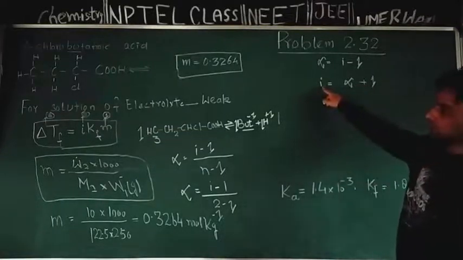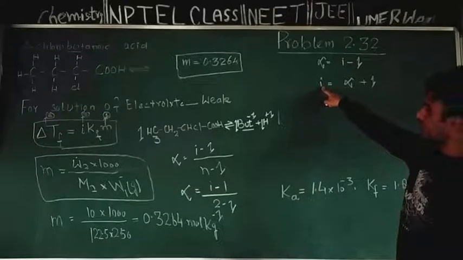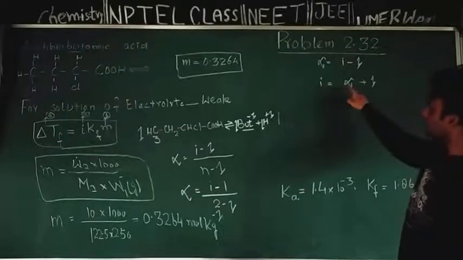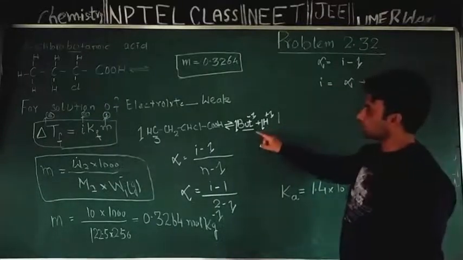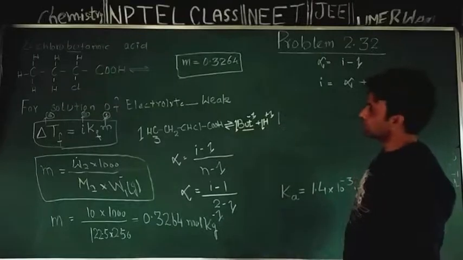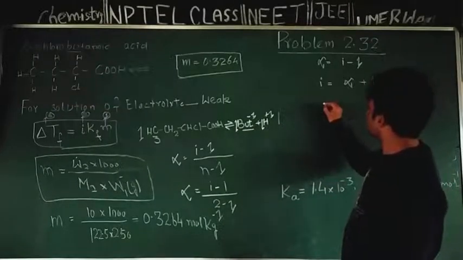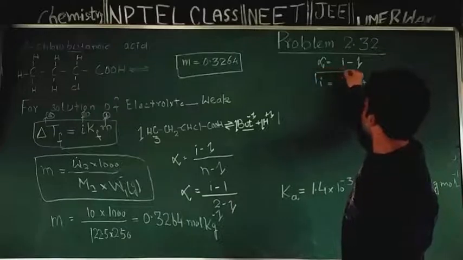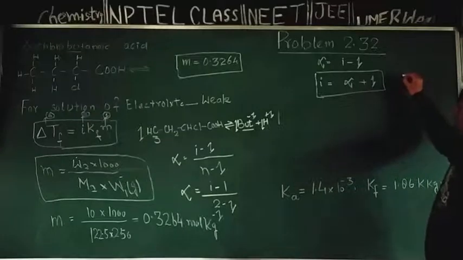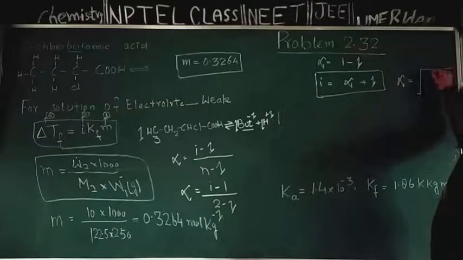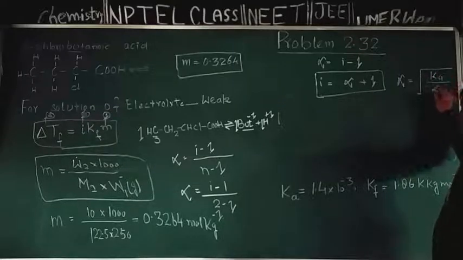In order to find i, which is my second step of solution, I need to find alpha, and for determination, because it is a weak electrolyte, weak acid, it will follow Ostwald's dilution law, and as per Ostwald's dilution law, alpha is equal to under root of K, acid dissociation constant, divided by C, where C is concentration.